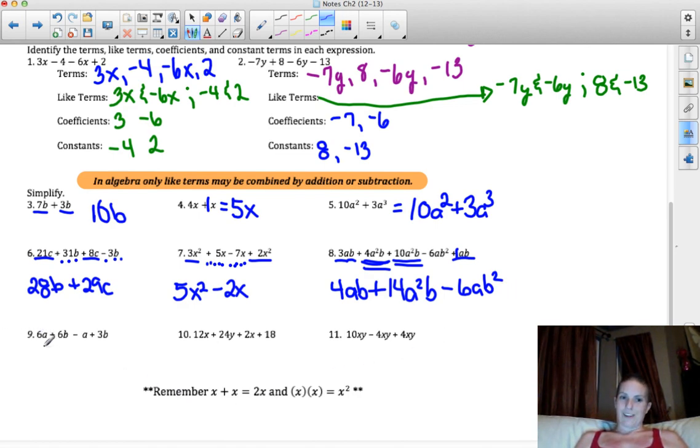I told you when I started this row that I wanted you to do 9, 10, and 11 all on your own without my help. So now would be a great time for you to pause the video, try problems 9, 10, and 11, then come back and check your work.